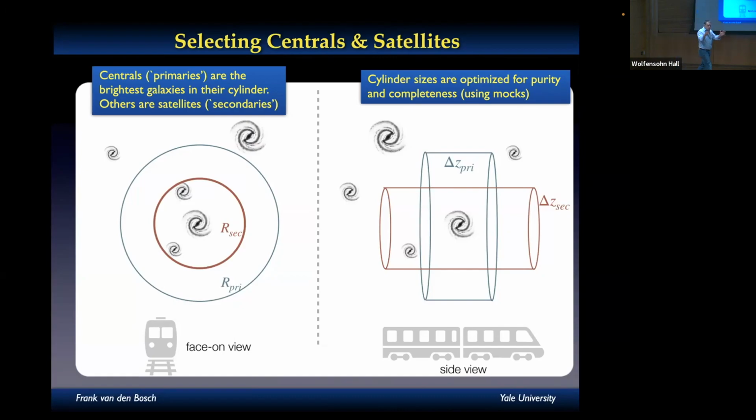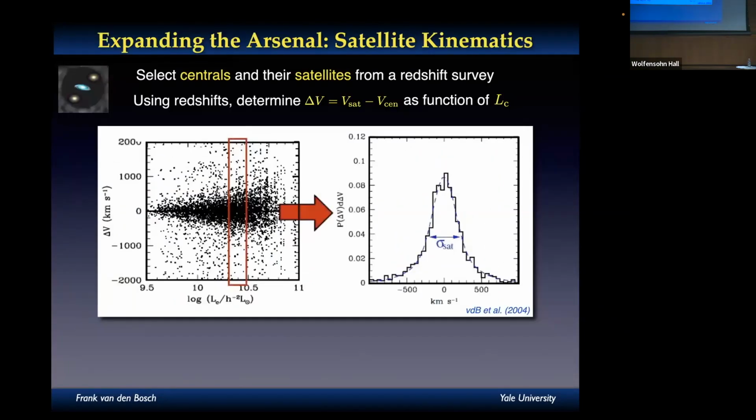What you can do is play with these criteria of how big your cylinders are to try and optimize this so that you have large purity and large completeness. Now, you have your primary and secondary, and for each primary-secondary pair, you measure the velocity difference along the line of sight from your spectra. And you plot that velocity difference as a function of the luminosity of the central. If you do that, you get a nice trumpet-shaped plot like this. What you see is that if you go to brighter primaries, the satellites are moving faster on average. Once again, it's just showing you immediately that brighter galaxies live in more massive halos.